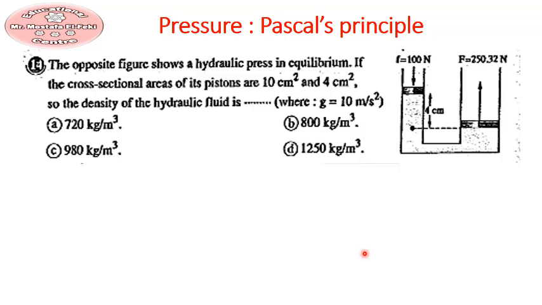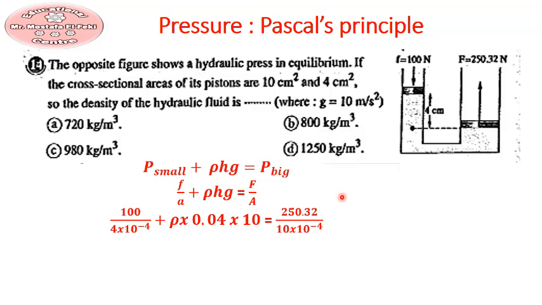In the opposite figure, the hydraulic press is shown in equilibrium. If the cross-section area of the piston is 10 centimeter square. At the first, the pressure on the big piston equals the pressure on the small piston plus rho GH. So F small divided by area small, this is the pressure, plus rho GH equals F capital divided by A capital.